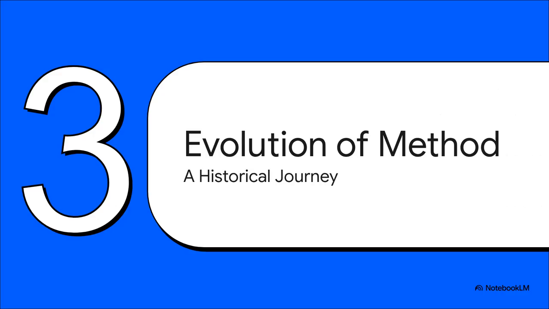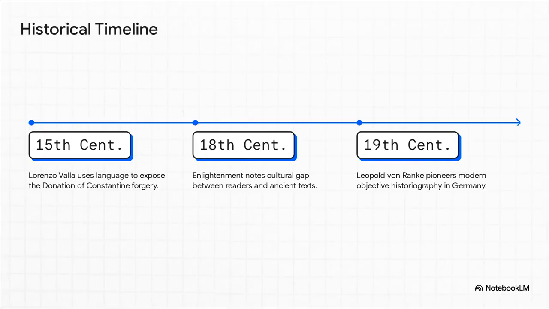All right, Section 3, Evolution of the Method. So, how did this whole toolkit develop? Well, we can trace it way back to the 15th century with a Renaissance humanist named Lorenzo Valla. Valla did something wild for his time. He used pure language analysis to prove that a massive imperial edict, the donation of Constantine, which supposedly gave the Pope dominion over the Western Roman Empire, was actually a total fake. He noticed Latin words in there that didn't even mean what they were supposed to mean until centuries after it was allegedly written. Then, boom, we hit the Enlightenment in the 18th century.